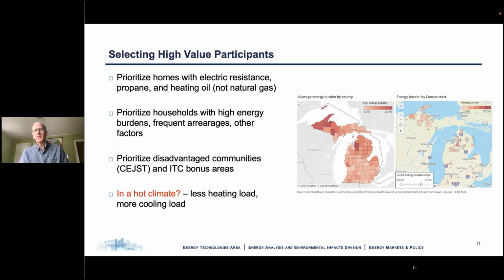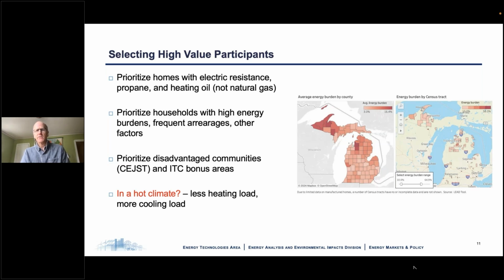The disadvantaged communities can be identified. Michigan has its own environmental justice mapping system, but there's also a federal one called CEJST, the Climate and Economic Justice Screening Tool, I think is the name. So that can help identify disadvantaged communities if you don't have a state map tool already.